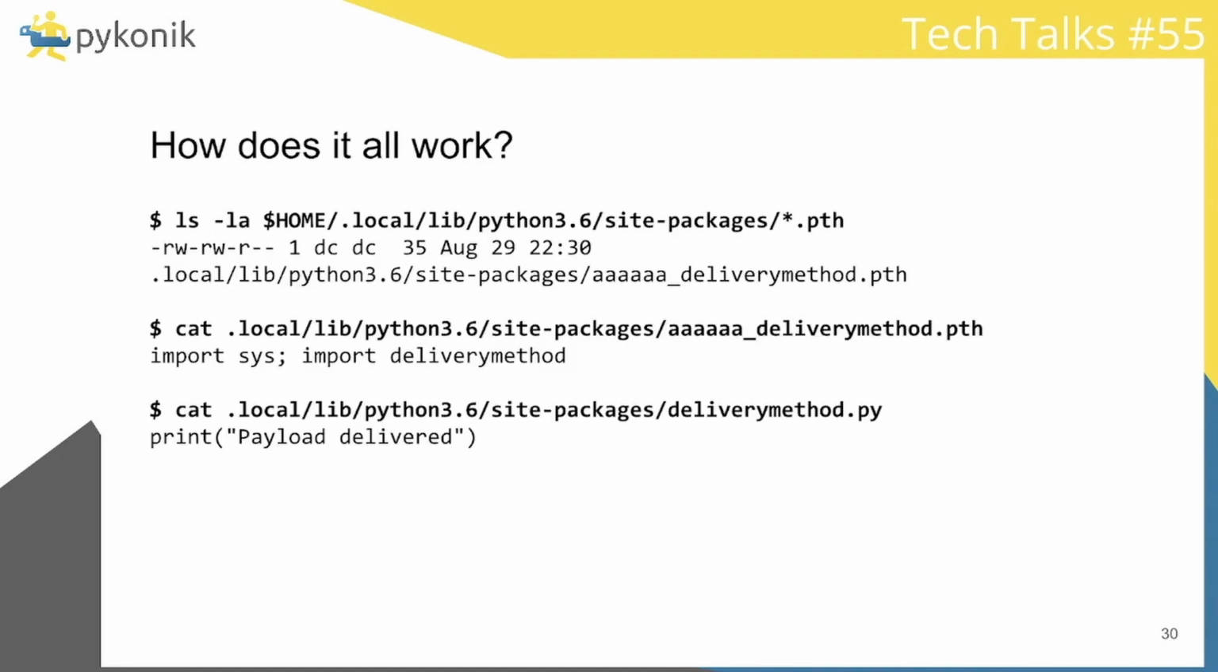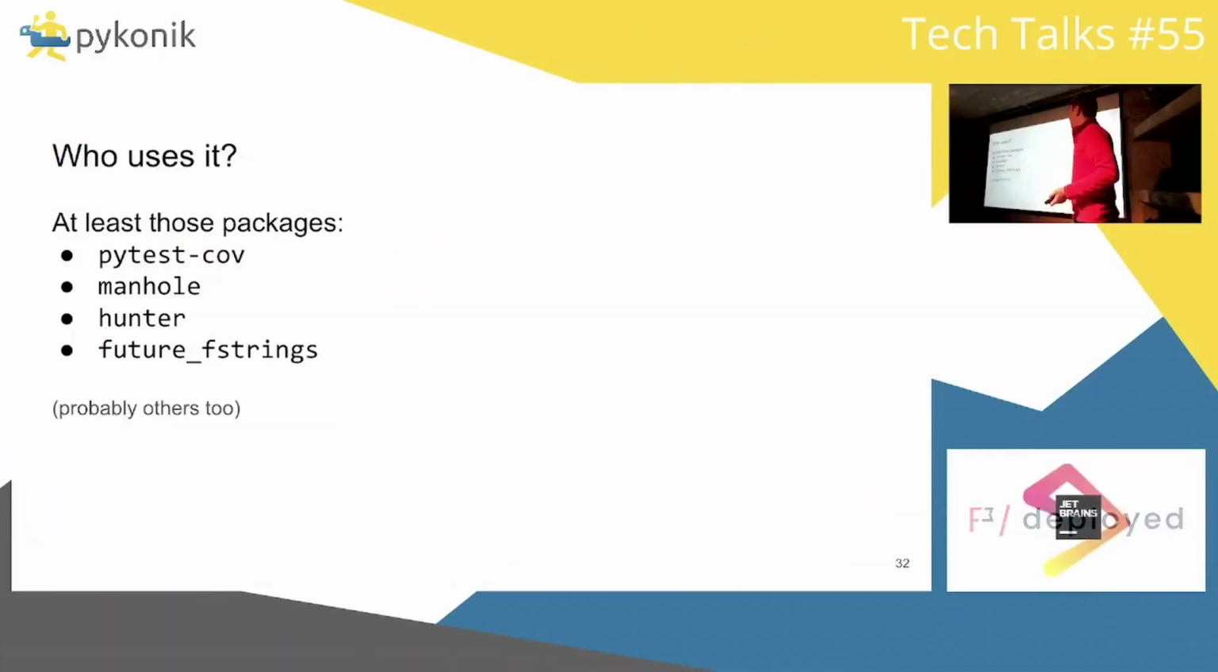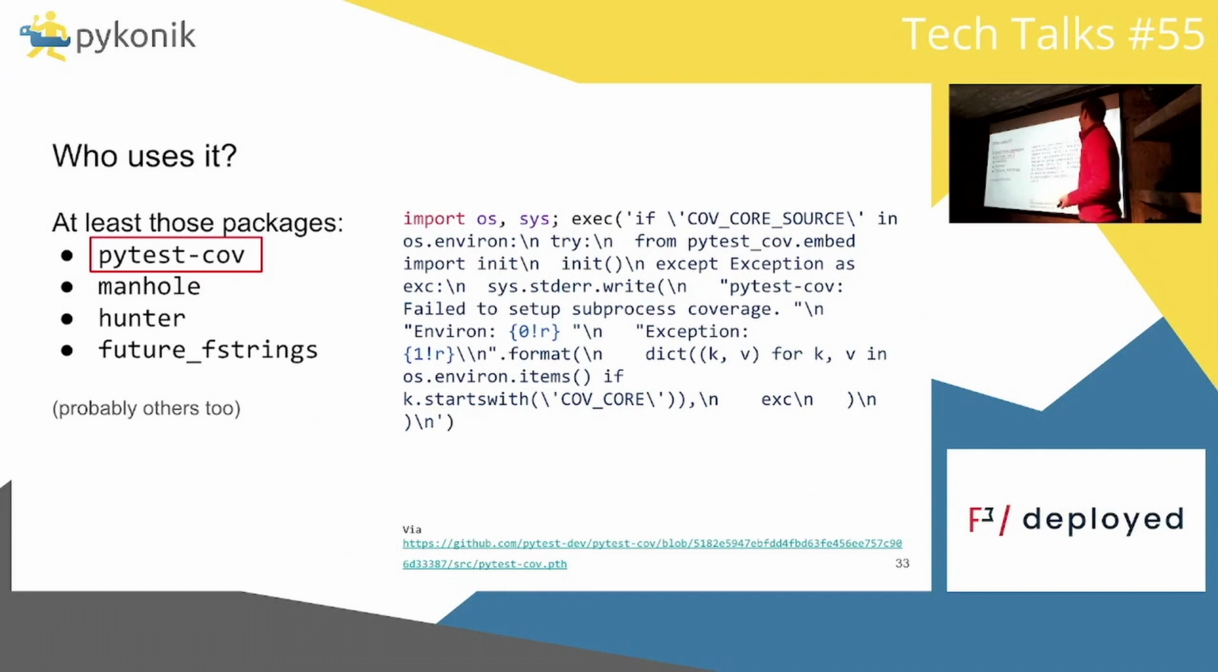I don't have the code for it, but it's there in the CPython code base. The question is, who uses it? There are at least those 4 libraries, because that's mentioned in the backtracker. I haven't really looked for others, but we can maybe see 2 of them. For example, pytest-conf actually executes something. That's the content of the PTH file: import os and sys, and then execute something, because why not?